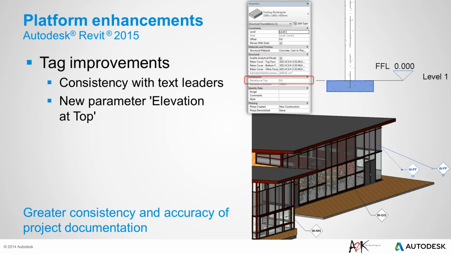Additionally, the instance property Elevation at Top has been added to isolated foundations, wall foundations, and foundation slabs. Elevation at Top specifies the elevation at the highest point or plane of the foundation. You can use this information in tags when documenting a project.